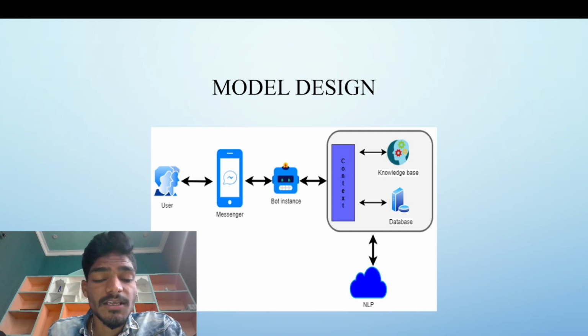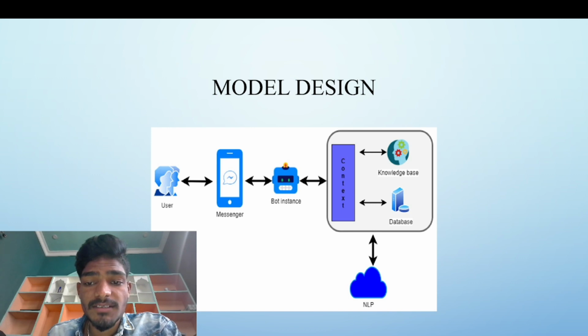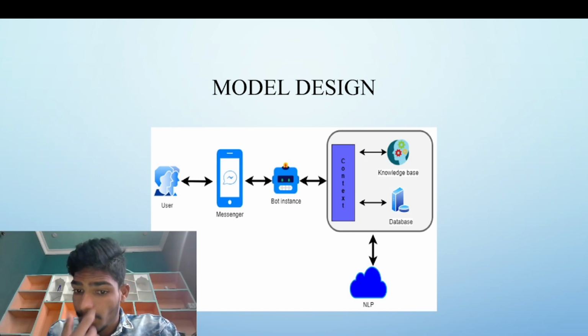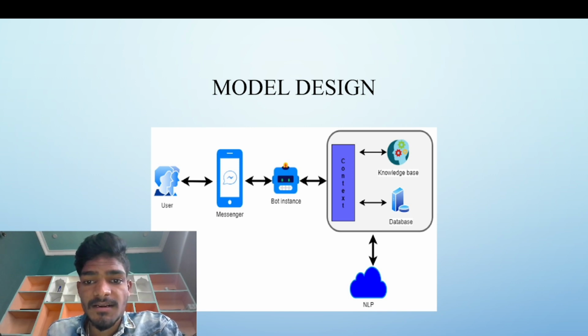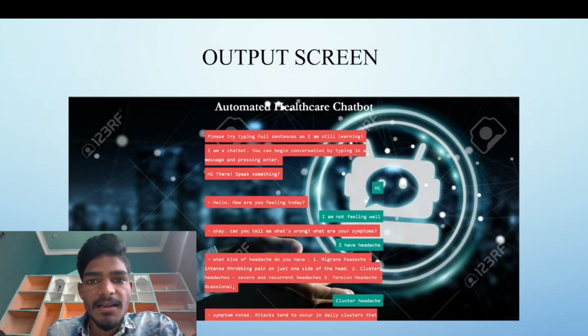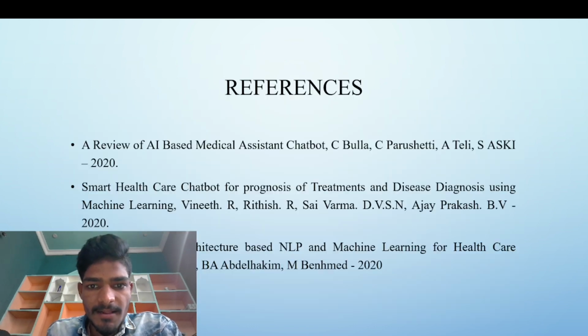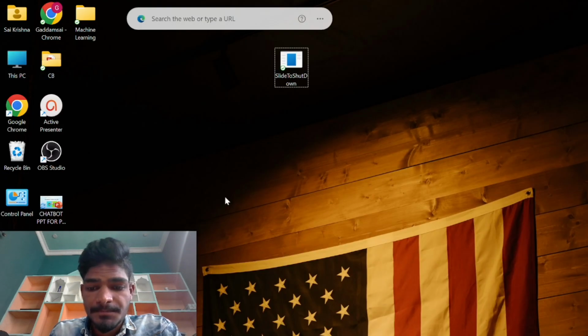This is the model design. The user has to chat with the bot assistant. The bot identifies the message, and it undergoes natural language processing, and it gives the output of the disease, and it helps them. And these are the outputs of our chatbot, and references.